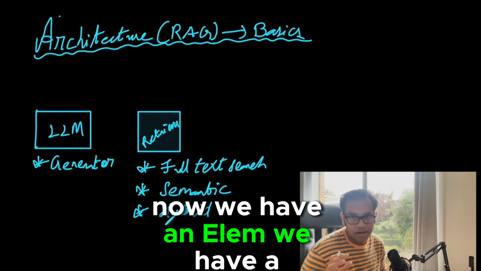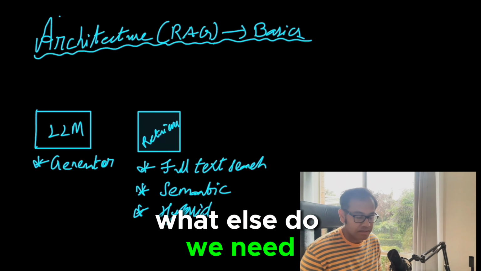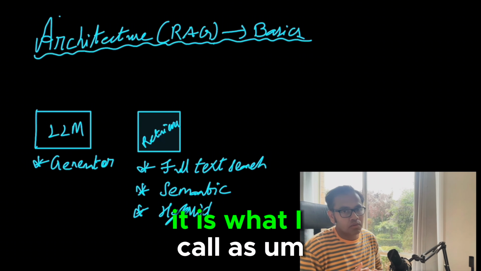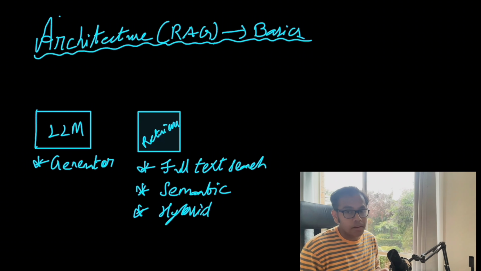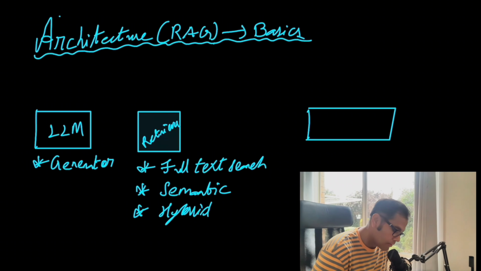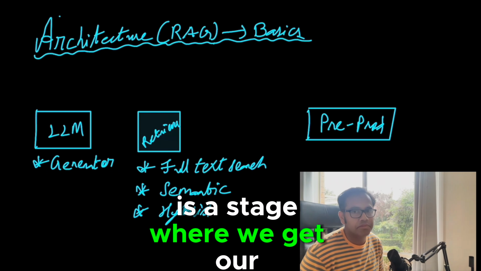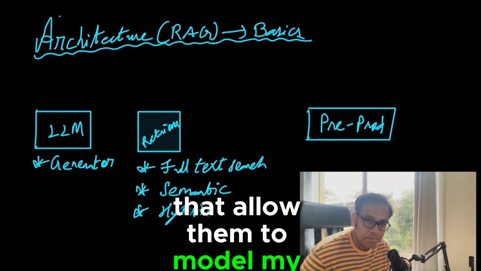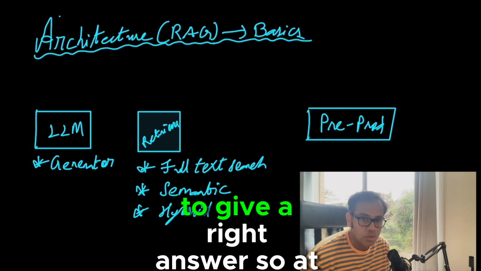Now we have an LLM, we have a retriever. What else do we need? The third thing that I try to think about is what I call the pre-production stage. Okay, pre-production stage, or pre-prod. The pre-prod stage is where we get our retriever in shape so that it's able to get us the information, the context that a large language model might need at runtime to give the right answer.